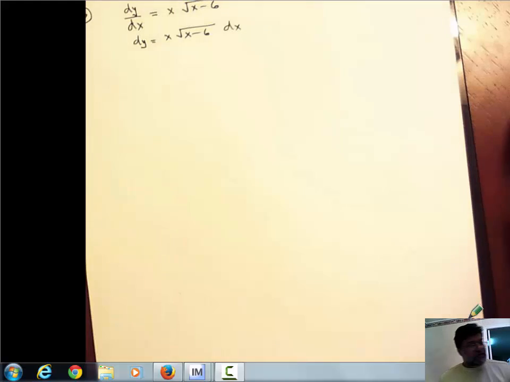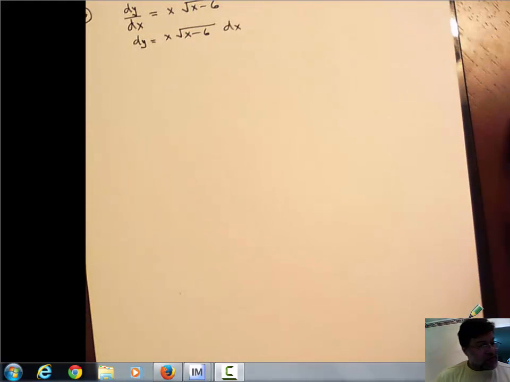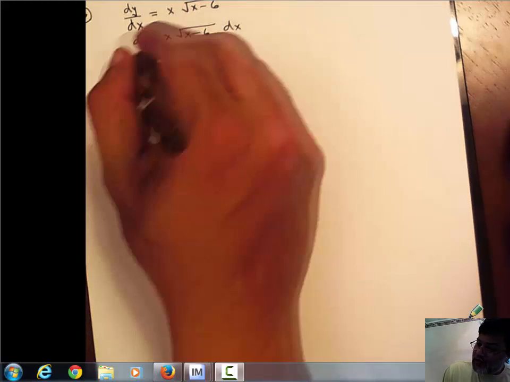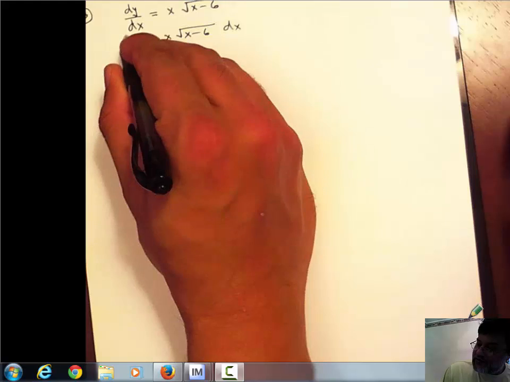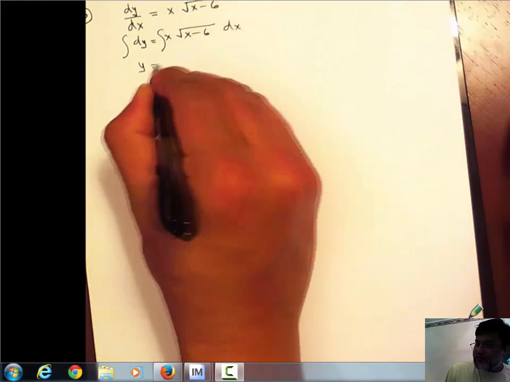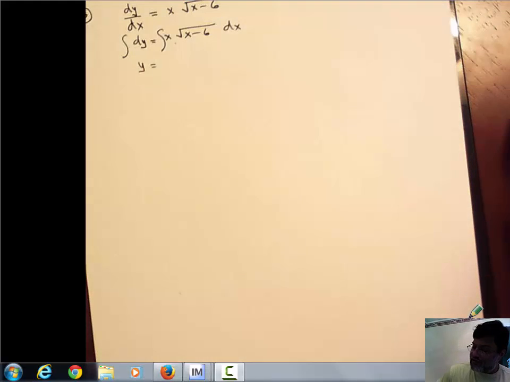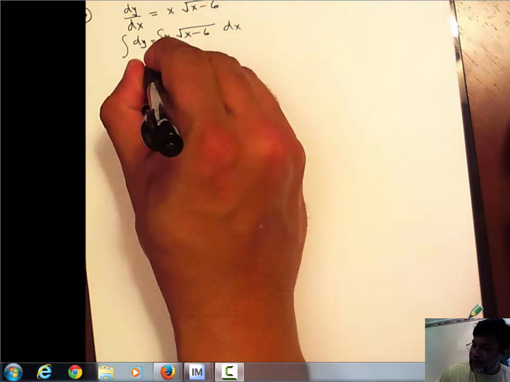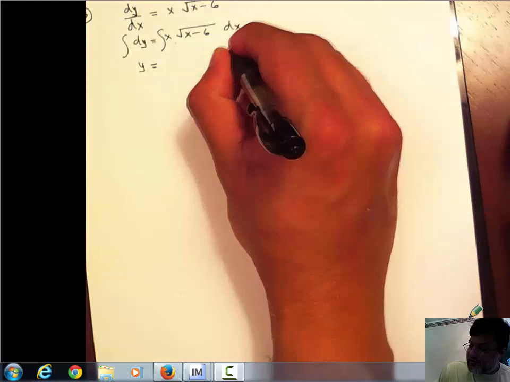Alright, so where can we start here in this one? Well, I'm going to integrate both sides. The integration of dy is y. The integration of this one is not going to be straightforward. Let's start here.